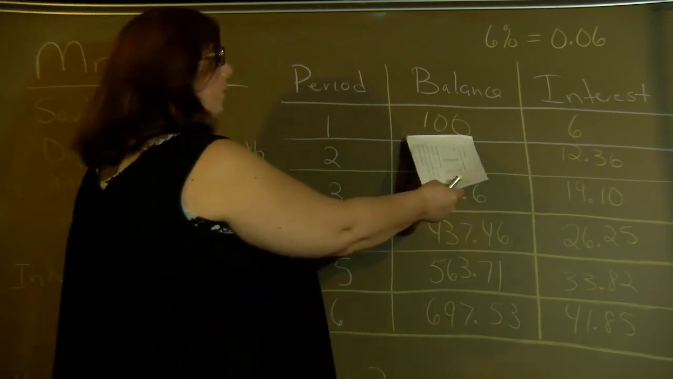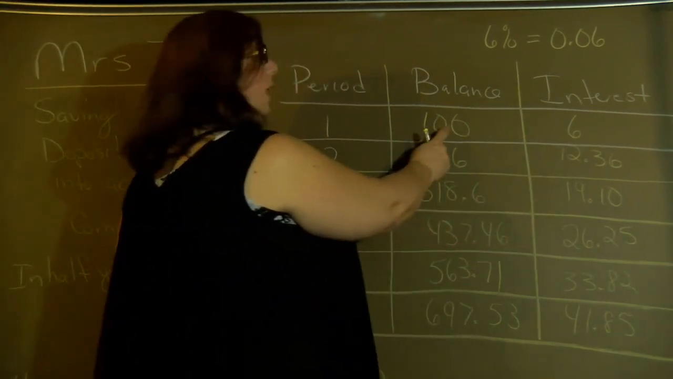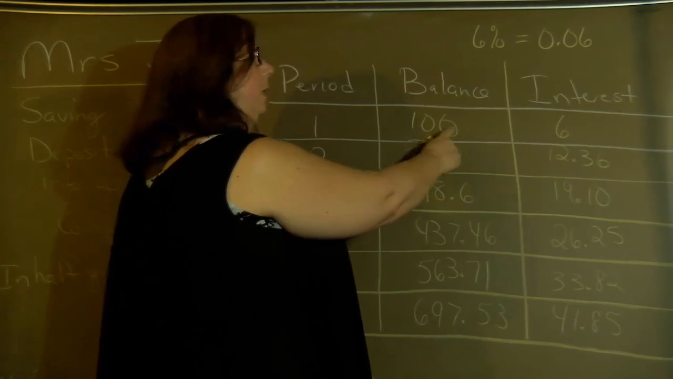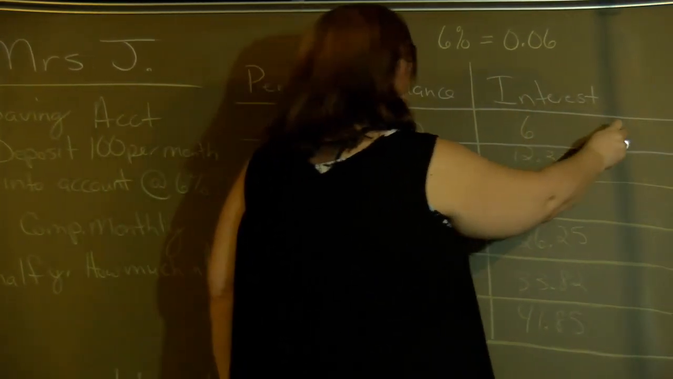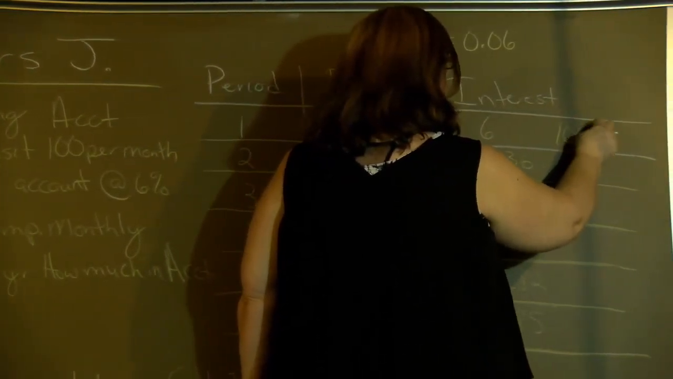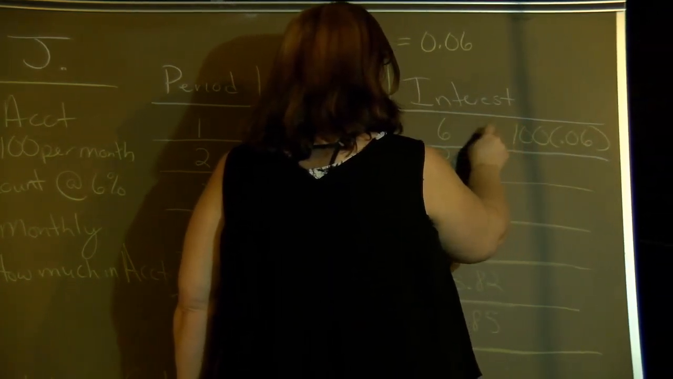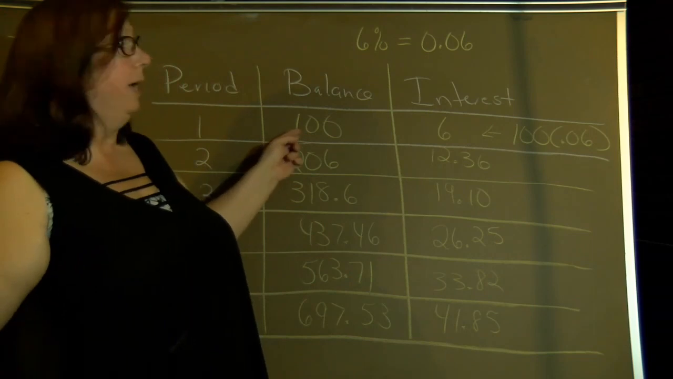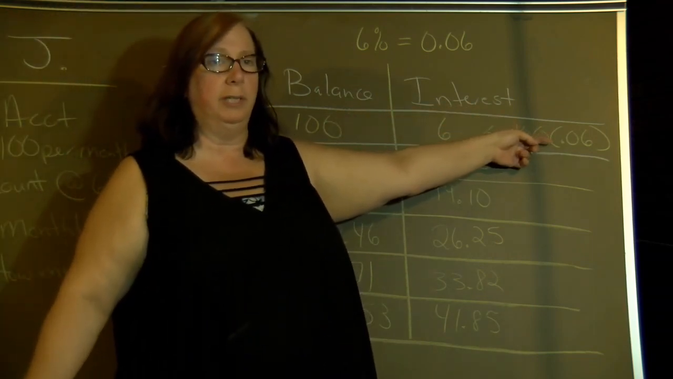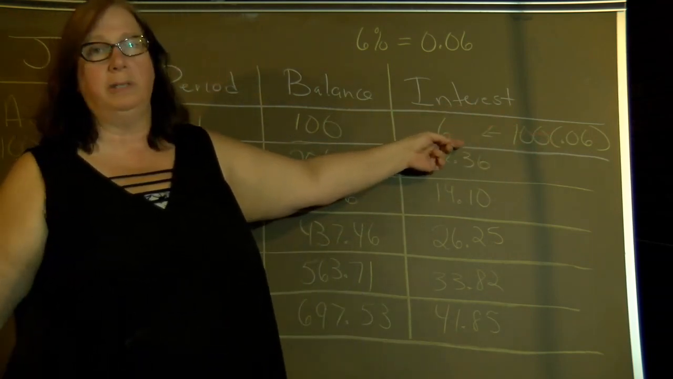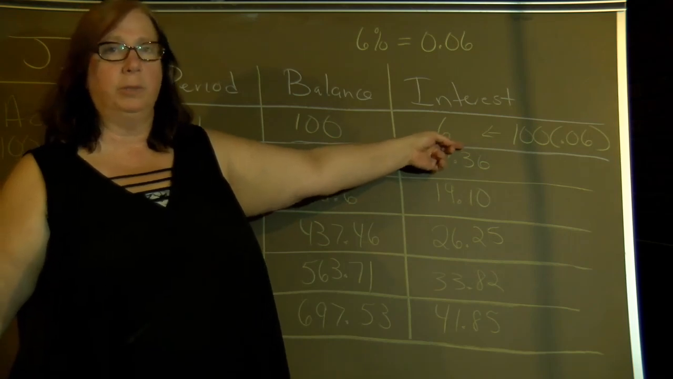So at the end of the first month, when you get your statement, it'll have the $100 you put in plus 6%. So you take your balance, multiply by your 6% interest rate, and that tells you how much money you made that month. So you made 6% in interest.